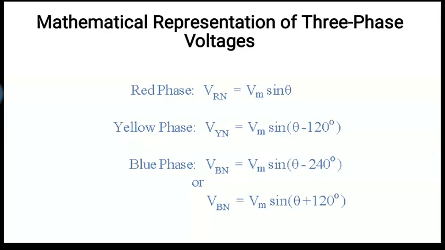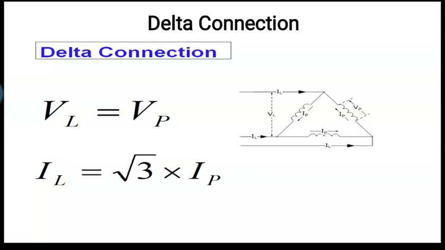Now these three voltages are basically divided into two types of connection. One is a star connection and one is a delta connection. Right? There are three voltages, so we have three phases, and the connection of these three phases is of two types. One is a delta connection and one is a star connection. So let us see what we mean by delta connection.